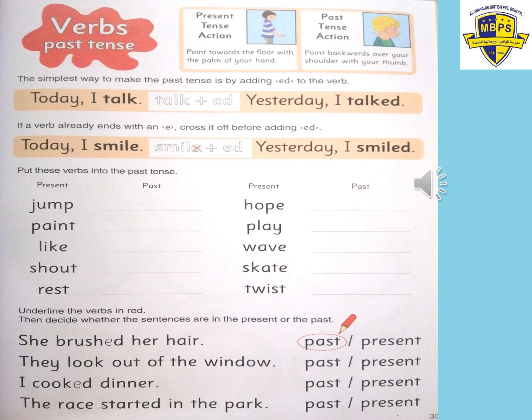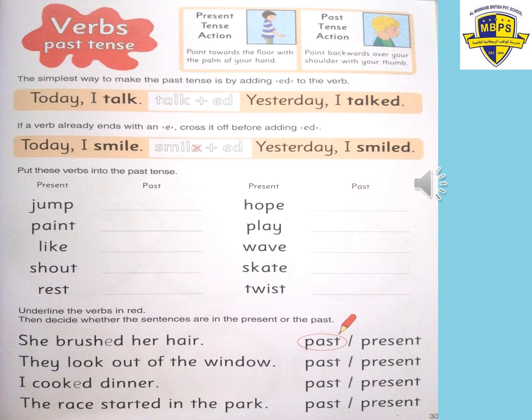Today I smile. Look at the verb smile. What does it have at the end? Yes, there is an e. So we cannot add the ed. Yes, excellent. Unless we cross the e. So smile, cross out the e, then add ed. It will be smiled. Yesterday I smiled.